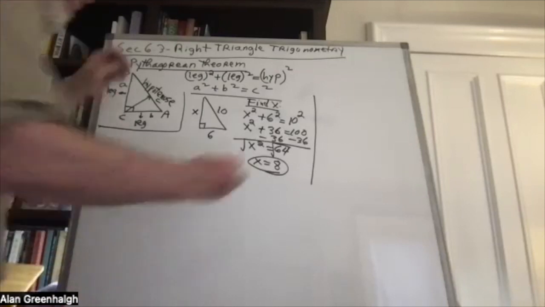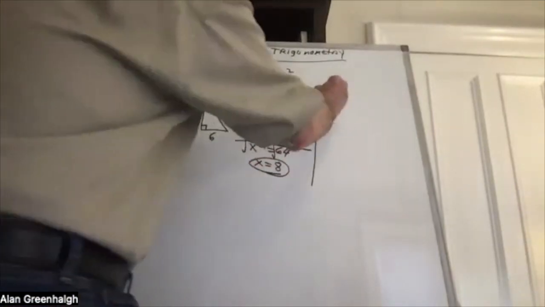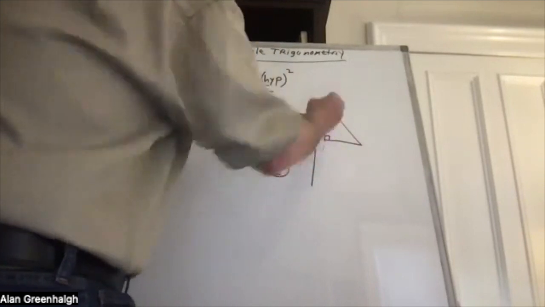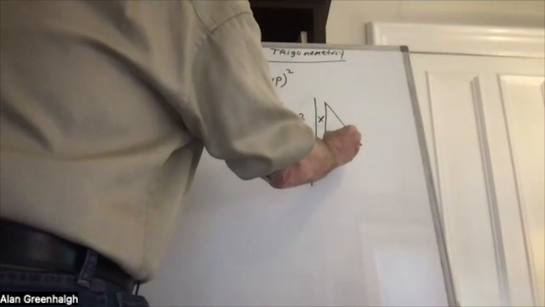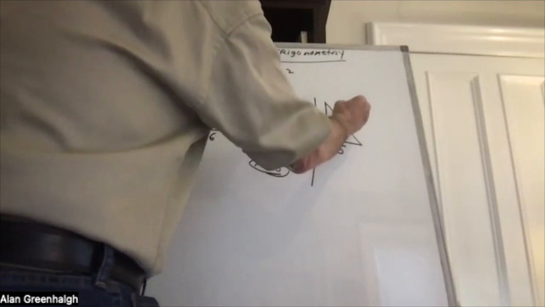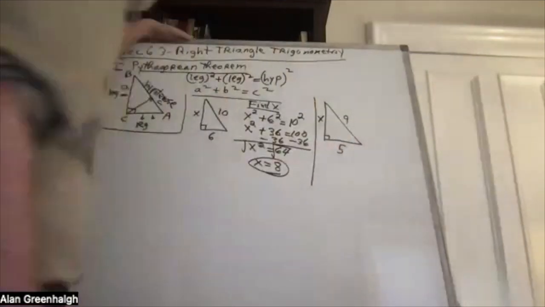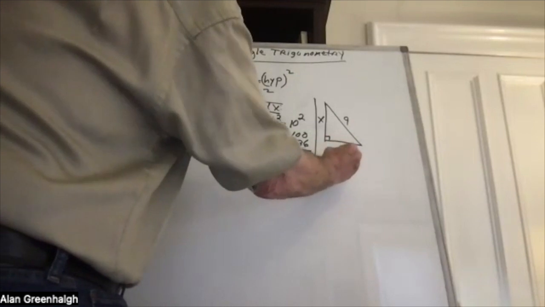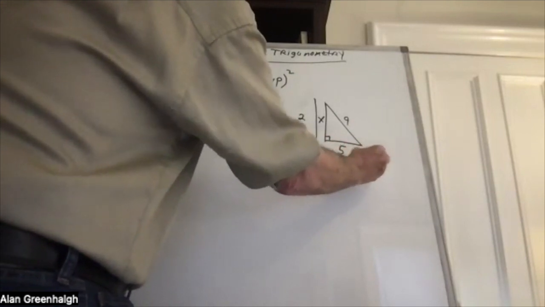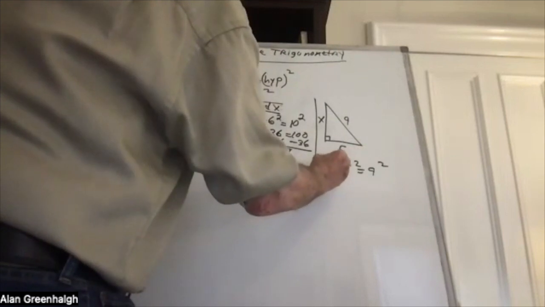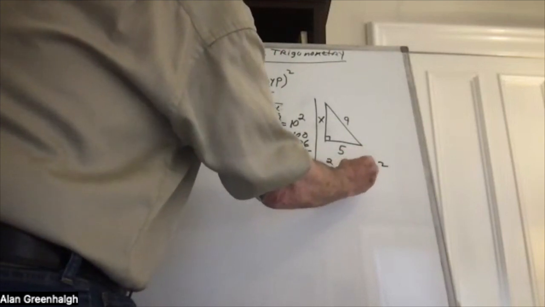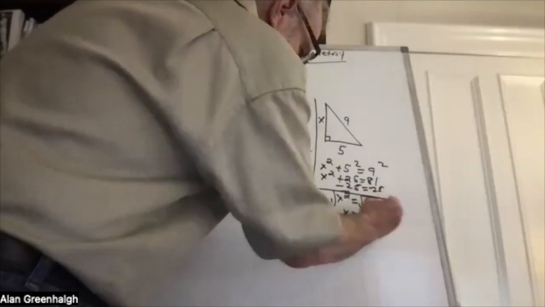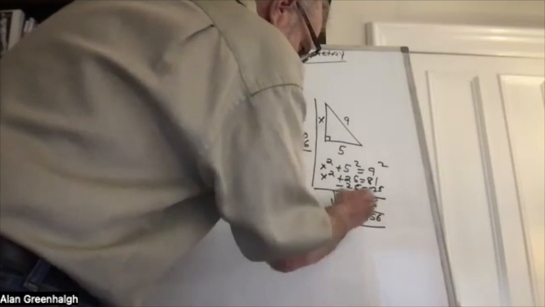And sometimes it doesn't work out so perfectly. It's not always going to work out to a whole number. Sometimes you're going to get a problem where this is x, this is 5, and let's say this is 9, and you'll be asked to find x. You do this, of course. This is the next step: x squared plus 25 equals 81. The square root of 56 is the answer. Now, you can't do anything more here. This is it.